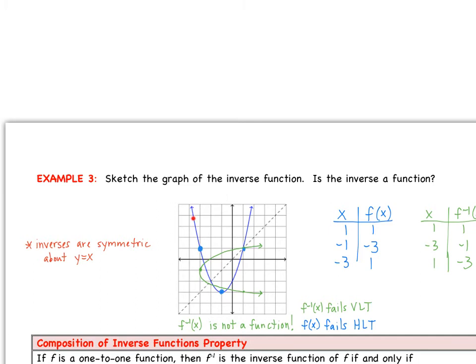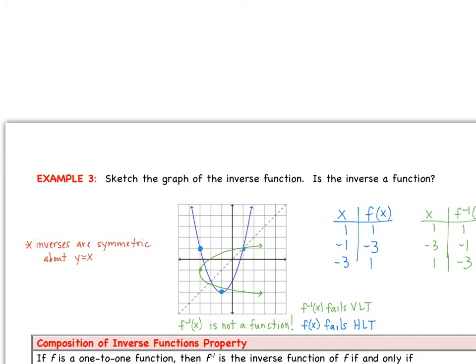Well, we could use the horizontal line test on blue. So if I use the horizontal line test on blue, so now I'm going across and I'm strictly focusing on blue. Blue fails the horizontal line test. That's how I know green is not a function.